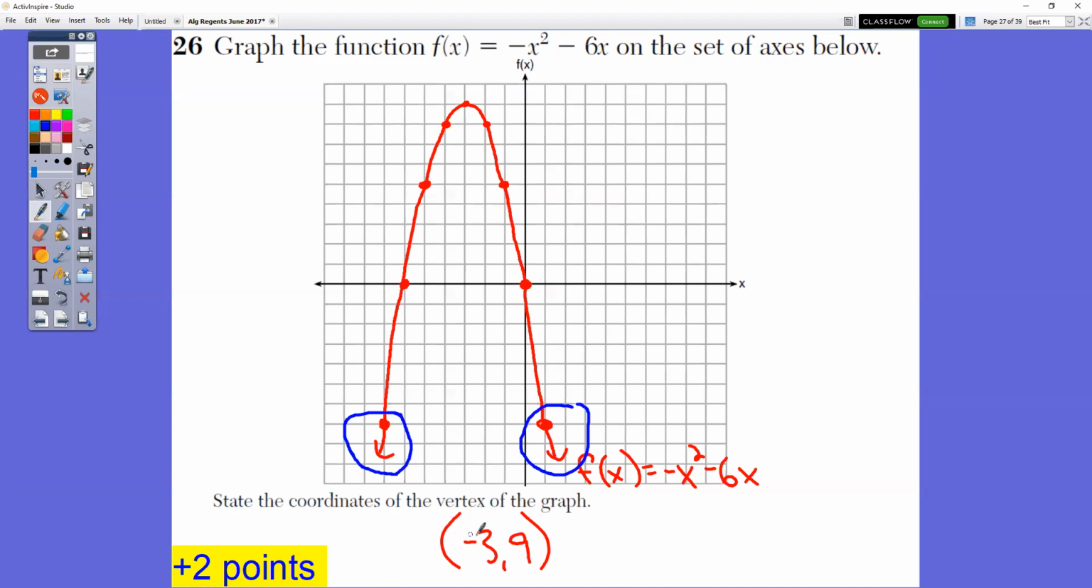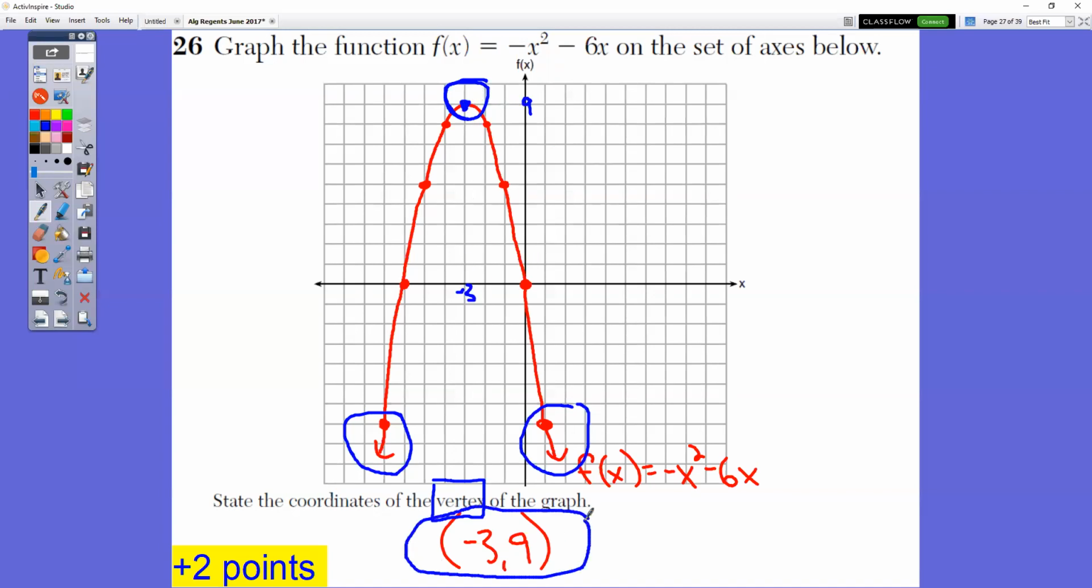Then for the second part, it says state the vertex of the graph. The vertex is the part on the graph where it turns. So this point right at the top is the vertex, all right? That's the vertex of the graph. So that is over to -3 and then up to +9, all right? That's this point right here. So over to -3, up to +9.